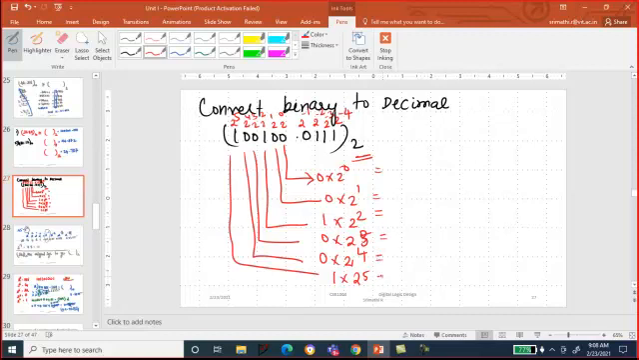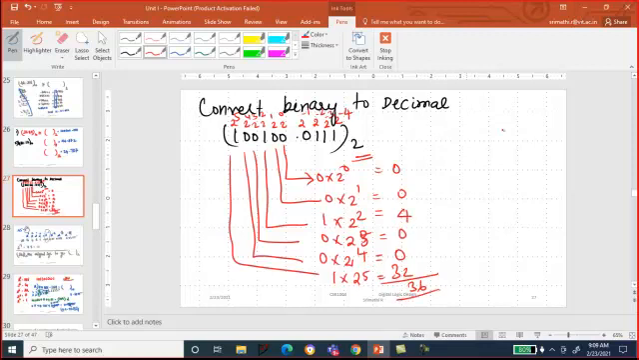Please add this and tell me the value. 2 power 0 is 1, 1 into 0 is 0, 0. This is 4, and this is 0, this is 0. What is 2 power 5? 32. So if I sum it up, it is 36.